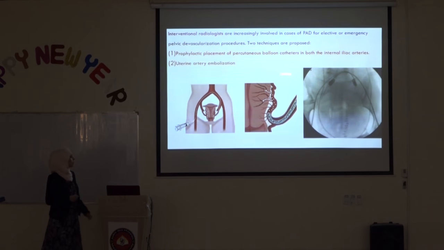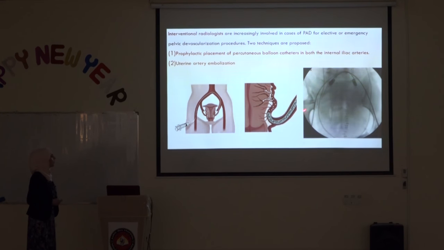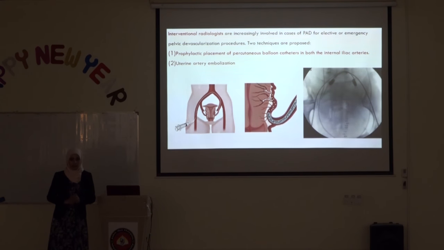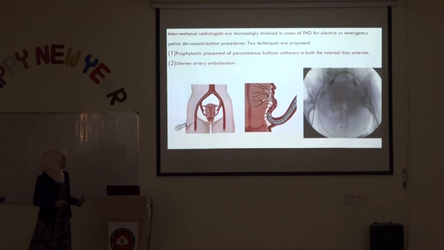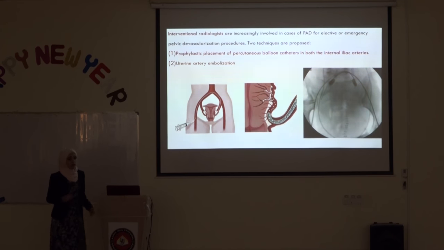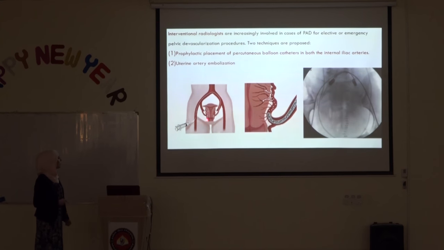These are two advanced techniques in managing the PIDs. This one includes the catheterization of the internal iliac artery by balloon catheter. This one is done prophylactically, like before doing the cesarean section, we can do prophylactic internal iliac artery catheterization so as to manage the blood flow to the placenta. And the other one is the embolization. Here we inject embolus material that will go to the uterine arteries and do embolization.